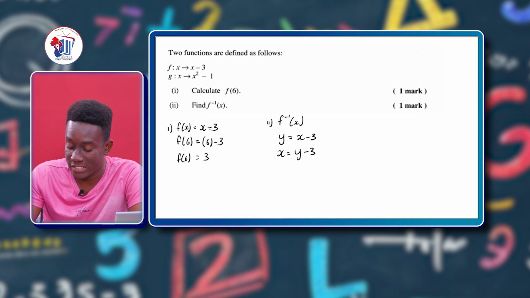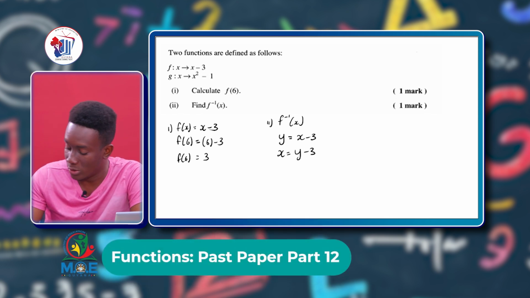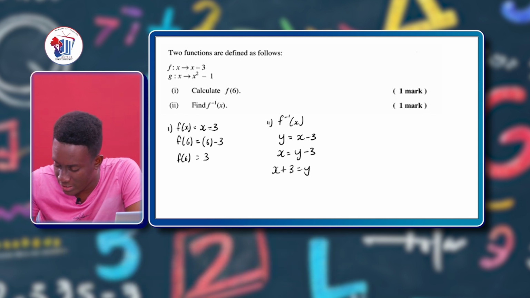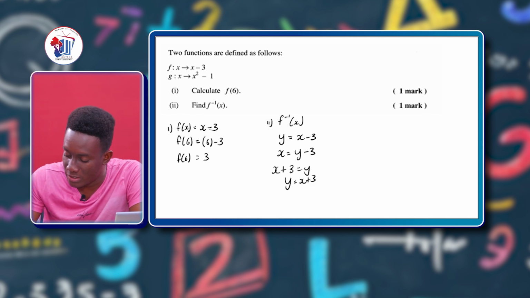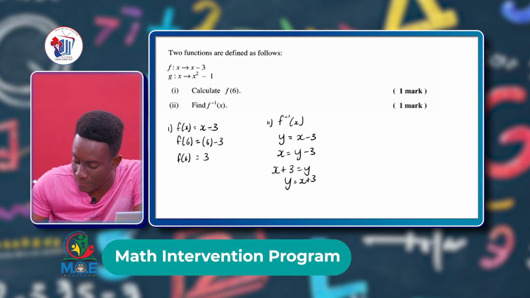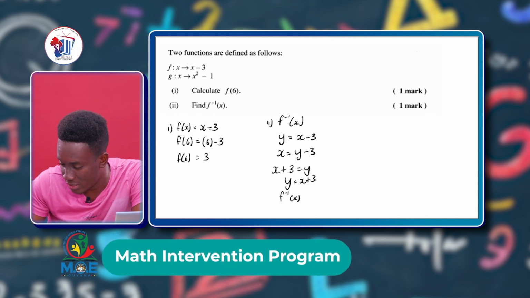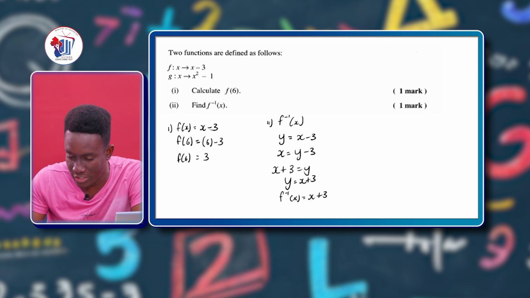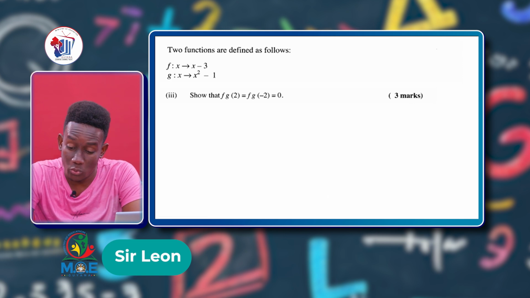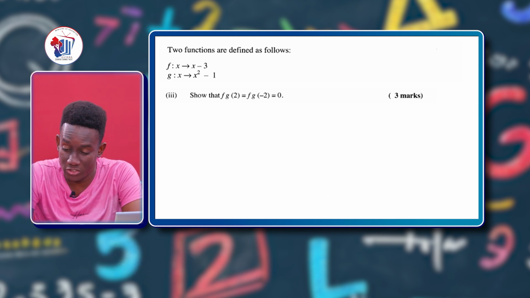So this is probably one of the easiest inverse questions I've ever seen. We just take over the 3 that is subtracted, and when we take it over, it will add. So we'll have x plus 3 is equal to y. So now we can shift this one, right? y is equal to x plus 3. And then now we can replace y with the inverse symbol. We can say f inverse of x is equal to x plus 3. As easy as that. And the next part of the question says, show that fg of 2 is equal to fg of negative 2 is equal to 0.